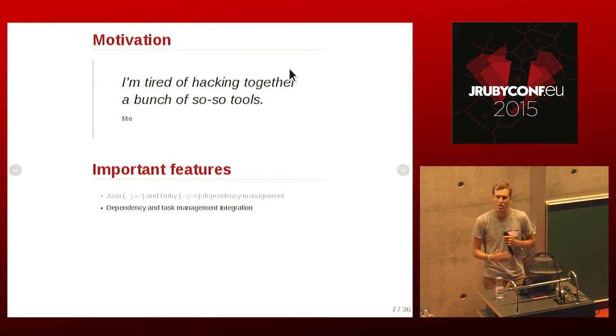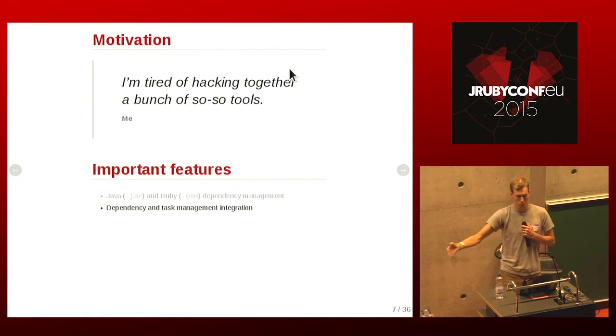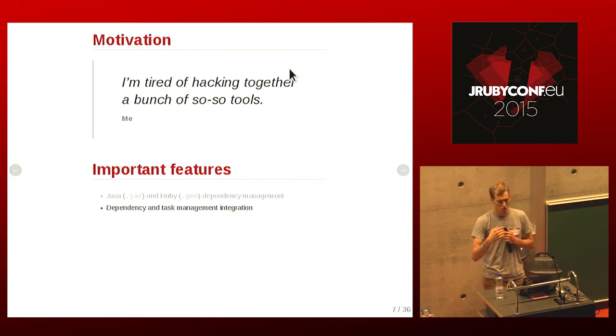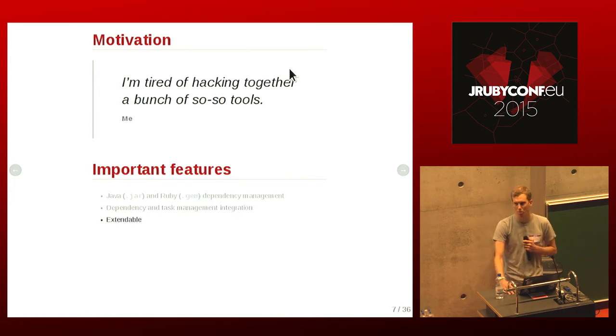I also need task and dependency management integration. What this means is, let's say, building documentation for my application, I need a gem like AsciiDoctor, but I also need to run RSpec. With Bundler, RSpec and AsciiDoctor both have to be present before you can actually boot up the application. So I wanted the ability to say, to run this task, I need these dependencies, and to run this other task, I need these other dependencies. So if you're only running one of those things, you only have to resolve and download dependencies for that one thing. I needed it to be extendable.